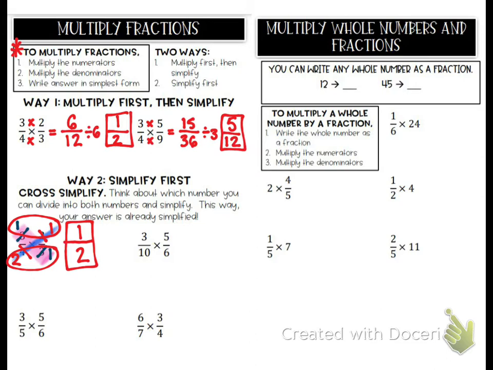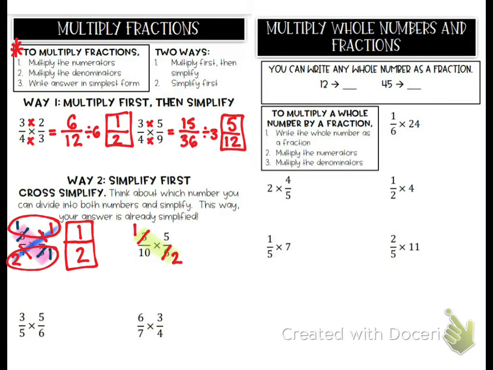Let's do the second one for an example. So we're going to simplify first. So we're going to look at the cross section first. So I'm going to look 3 and 6 first. I know that 3 and 6 can both be divided by 3. So 3 divided by 3 is 1. 6 divided by 3 is 2.